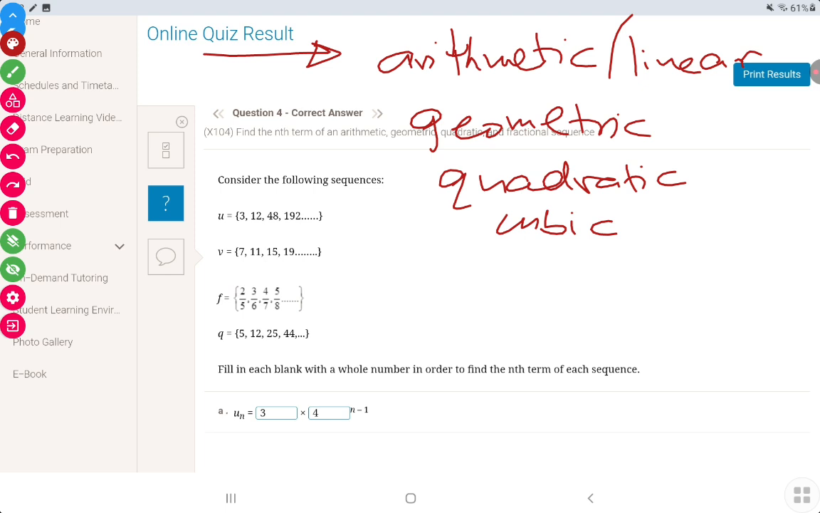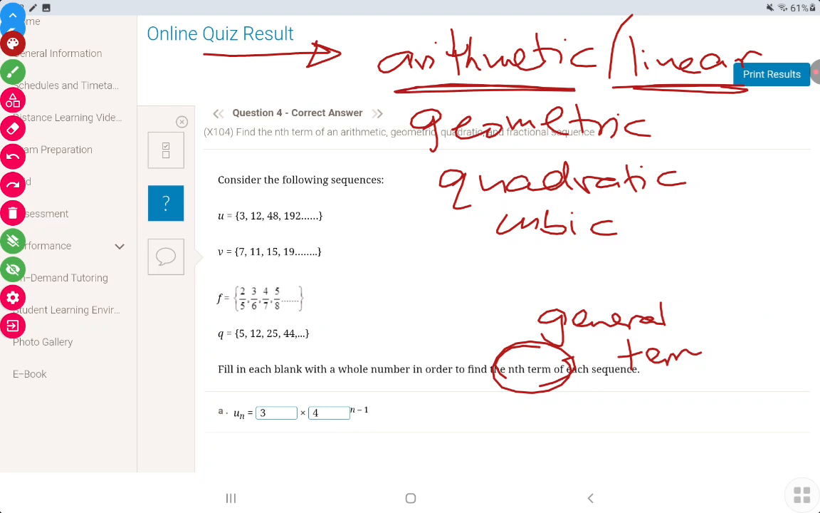But if the sequence is arithmetic or linear, if you're trying to find the nth term, nth term just means general term, even if you use linear or if you use arithmetic, you get the same result every time. I'll show you in the question. Geometric means you multiply by the same number every time. So to check if it's geometric, you divide a number by the number before it. If you get the same one, it's geometric.